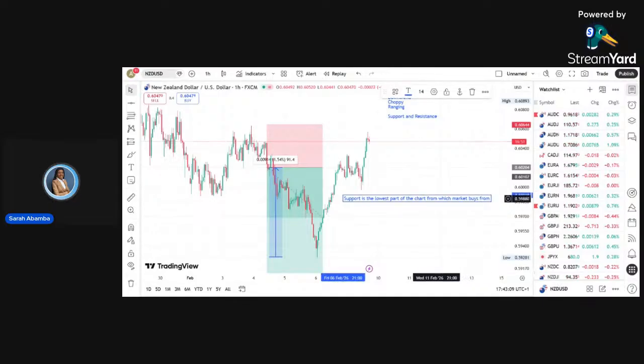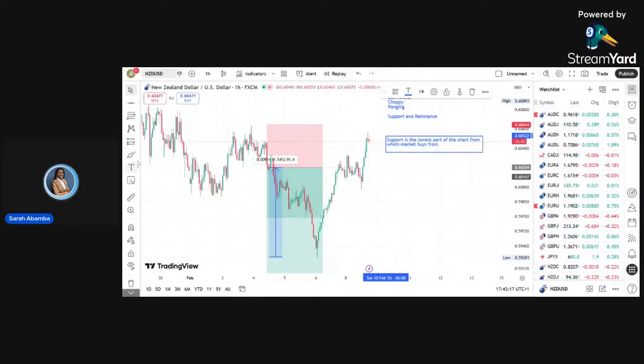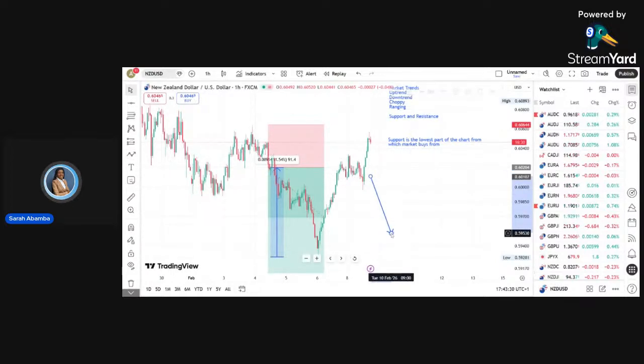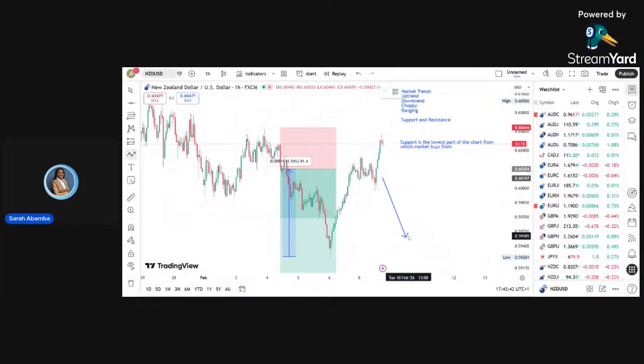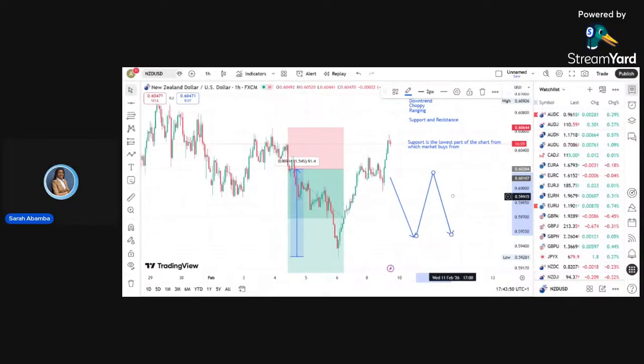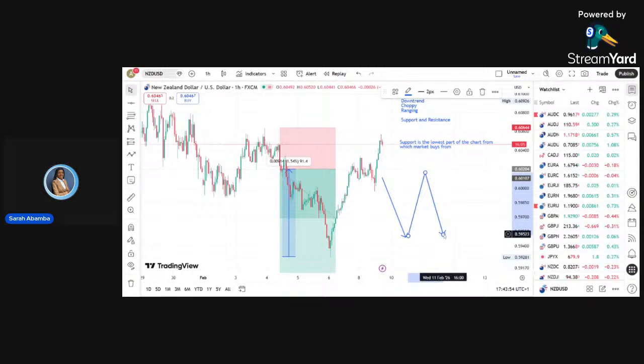So let's say I want to just take this down. Let me use this. So for instance, market is coming down. When it gets here, it goes up. It goes up from here, turns down from here again, and it goes up again from here. So we can invariably say that this is the part from which market continues buying from.